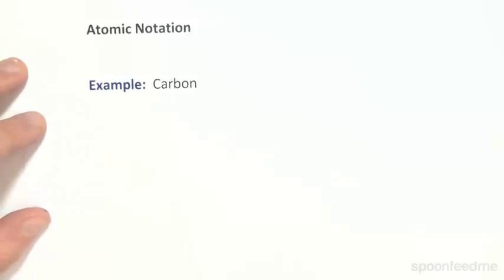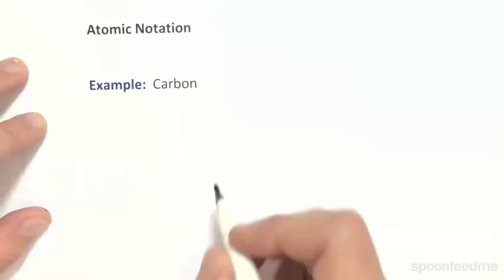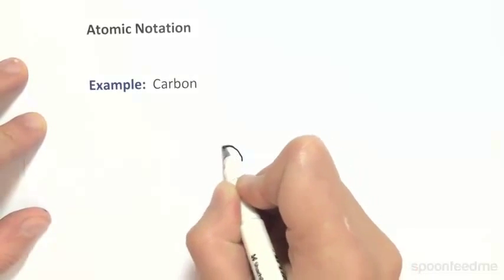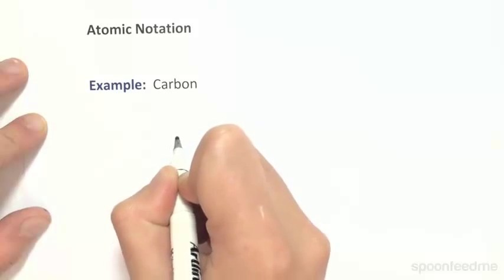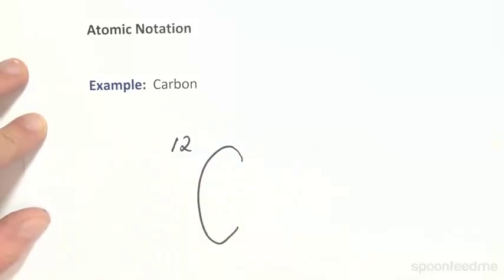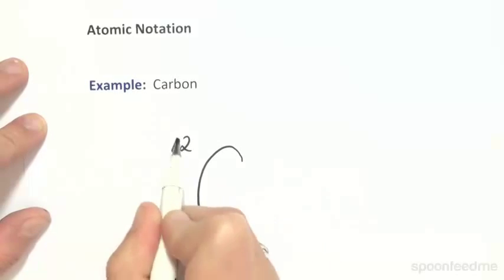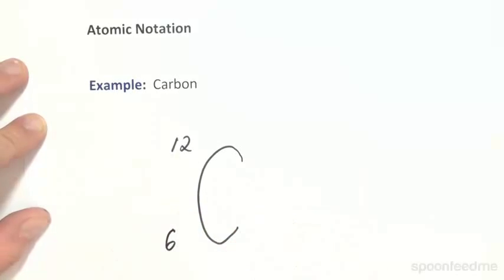Okay, so I'm just going to quickly run through atomic notation now. I'm going to use carbon as an example. So whenever we look at an element and we want to do the atomic notation for it, this is how we'd go about doing it. So we put the symbol of the element first in a large letter as the base. We then put the mass number of the element as a superscript and the atomic number of the element as a subscript.